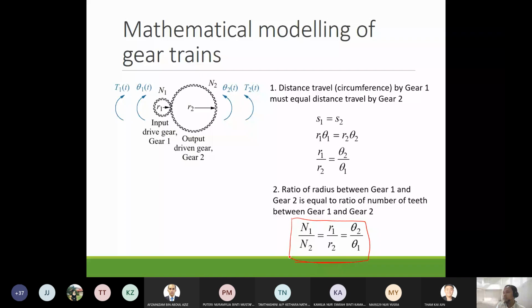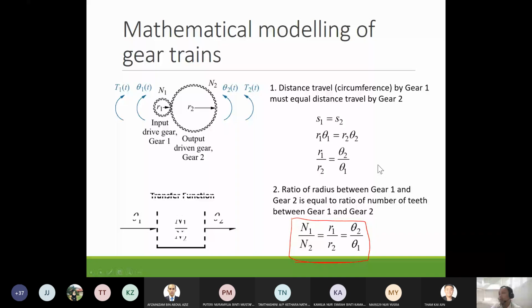So N1 over N2 equals theta2 over theta1. Or you can write in terms of transfer function. Let's say your input is theta1, your output is theta2, then the relationship is N1 over N2.